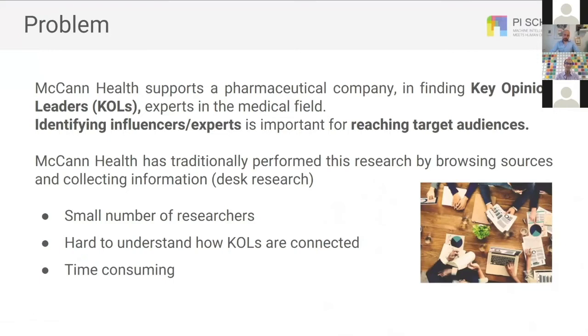Key opinion leaders are members of the academic community that have advanced knowledge in some specific medical issue. They are influencers in social media terms, and they are important to pharmaceutical companies because they sometimes hire them as consultants, and having the right people for the right work is essential for success. McCann Health has traditionally performed this research by browsing sources and collecting information in what is called desk research. The disadvantages of this are that they can only analyze a small number of people. It is hard to understand how these KOLs are connected, and it is, of course, a time-consuming task.